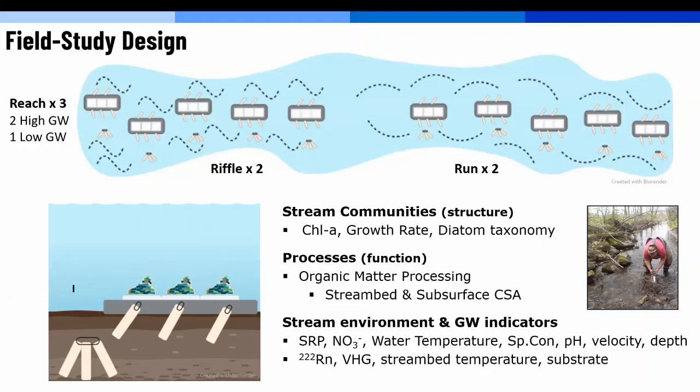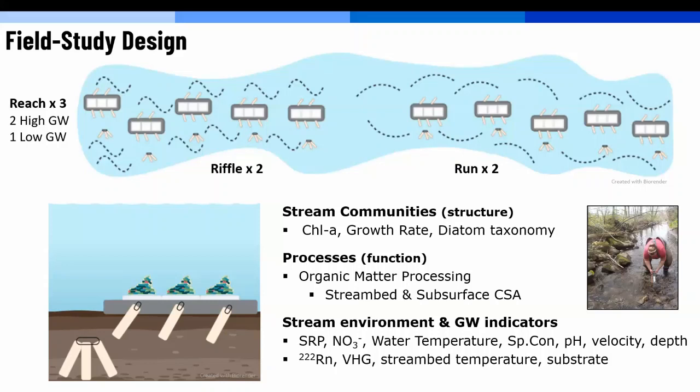Take a closer look at one substrate here on the bottom left. Biofilm grows on the tiles, and each of the 3 tiles is analyzed for chlorophyll A accumulation, biofilm growth rate, and diatom taxonomy. We use the cotton strip assay to measure streambed and subsurface organic matter processing. Here we had our streambed cotton strip assay attached to our artificial substrate, and we buried the subsurface cotton strip assay 10 centimeters into the streambed.